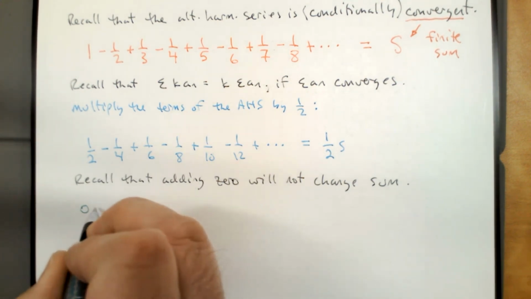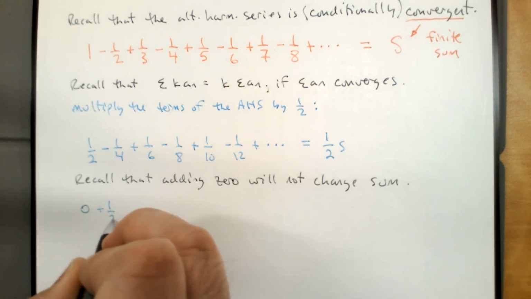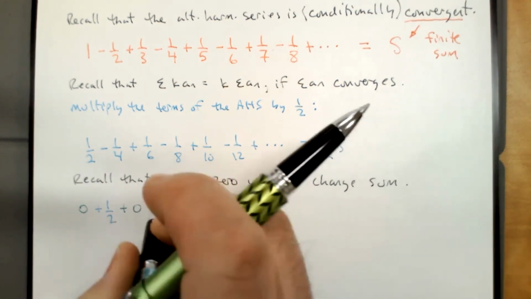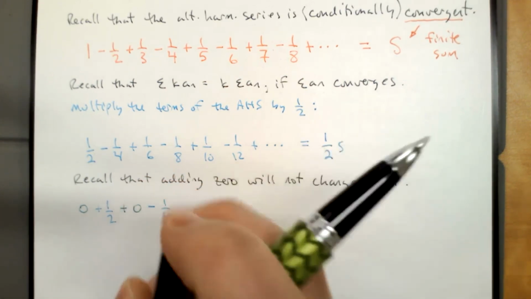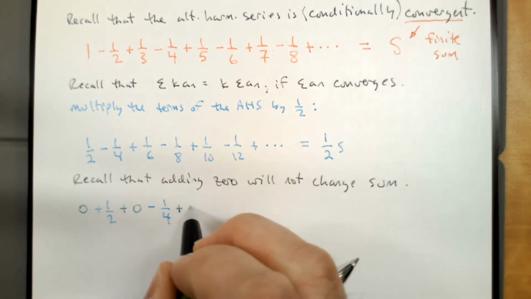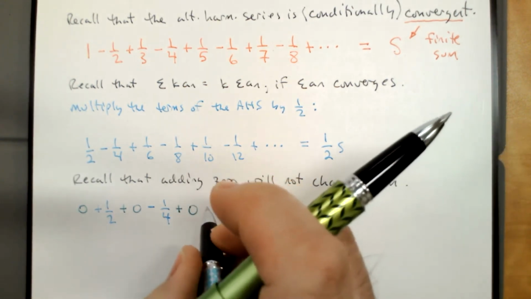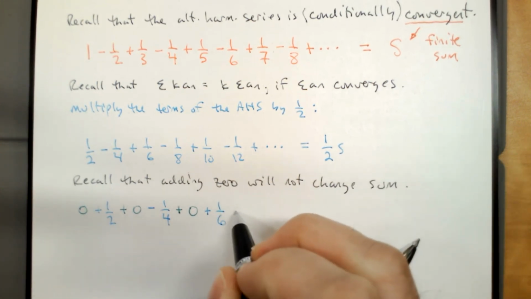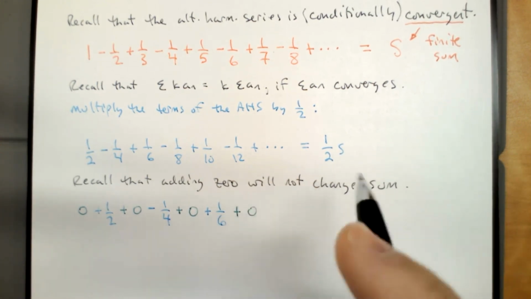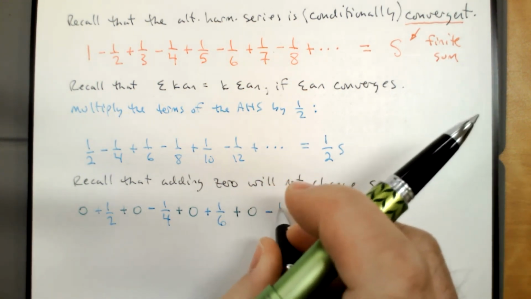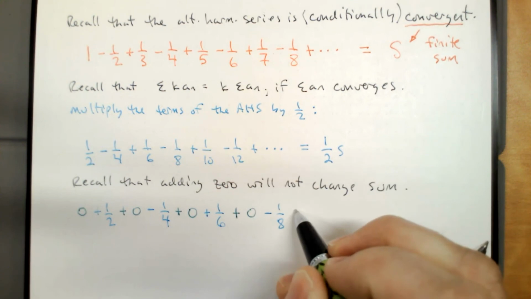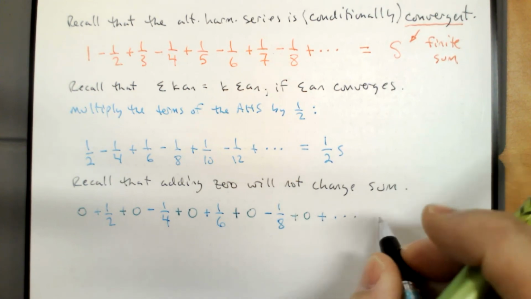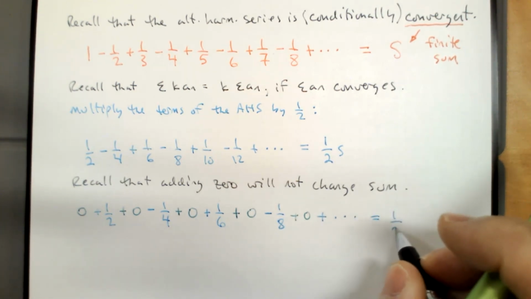And then I'll have plus 1/2 plus zero, then minus 1/4 plus zero, then plus 1/6 plus zero, then minus 1/8, and so on. And importantly, we do not change the sum.